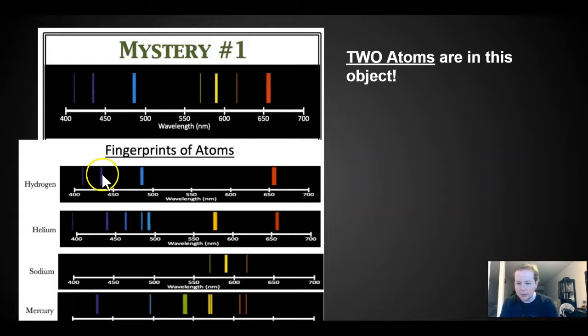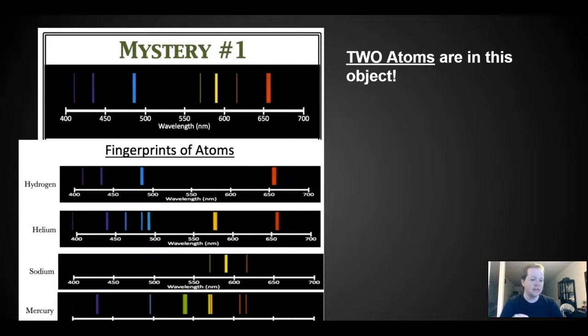Okay, let's keep looking. Oh, this one right here. Ooh, dark blue. Do you see dark blue? Oh, and look at this one. Ooh, like a purple. Oh, I see the fingerprint of hydrogen in this mystery object. All the same colors here are in here. So 1 atom is hydrogen.